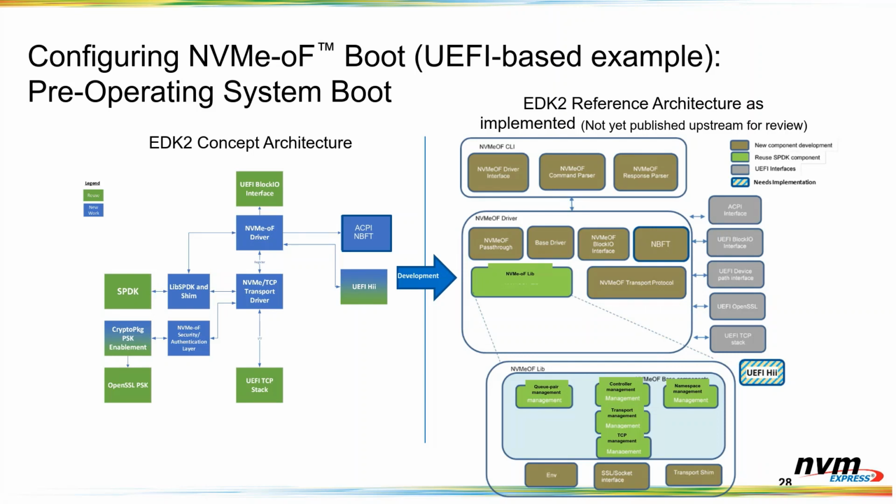This diagram attempts to show how the design evolved from an initial concept to the reference implementation that exists today. On the left, we show the originally proposed concept architecture before standardization. In green, on the left, were elements we believed could be leveraged from the existing ecosystem components when we had initial discussions with the ecosystem in the community.